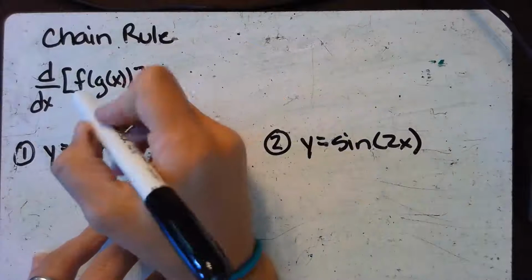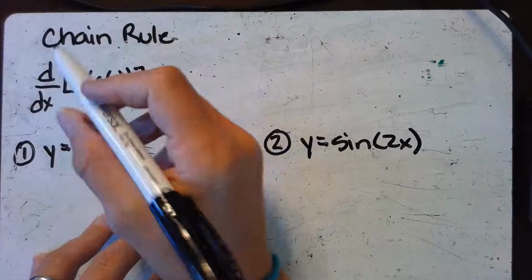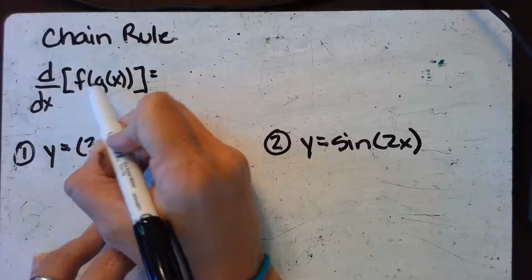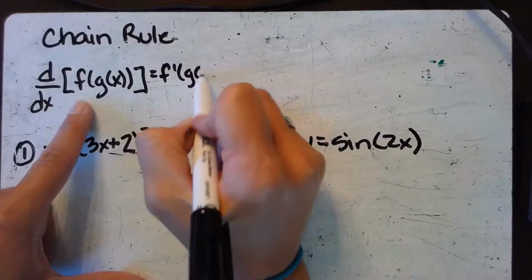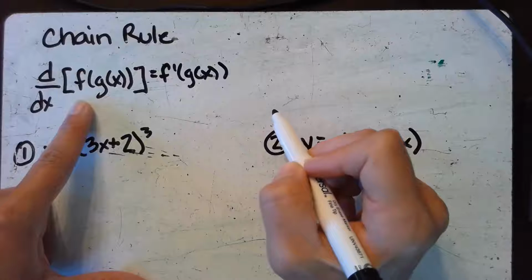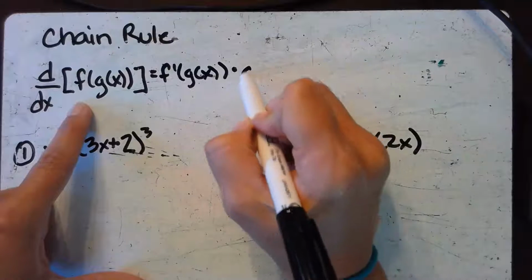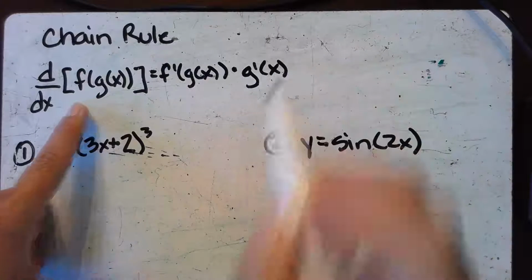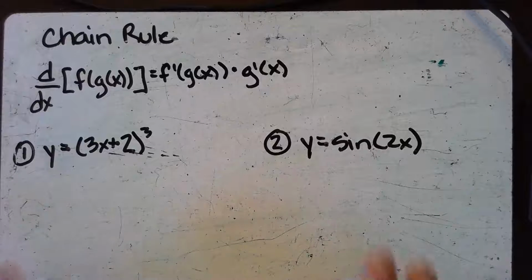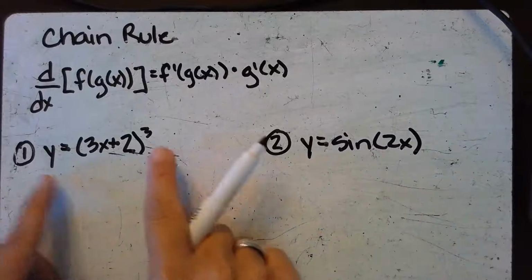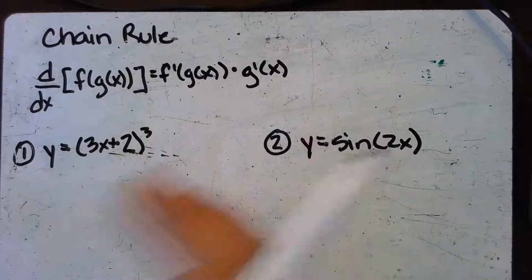All right. So when we're taking a derivative of a function within a function, what we do is we take the derivative of the function on the outside first, and then we multiply it by the derivative of the function on the inside. Okay, so let's play that out for a second. We're working our way from the outside in.